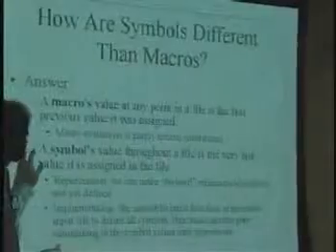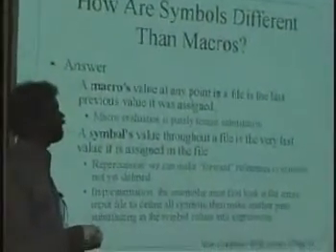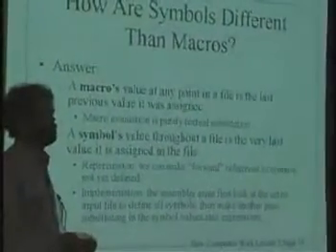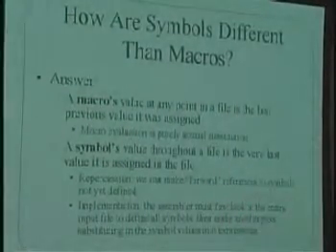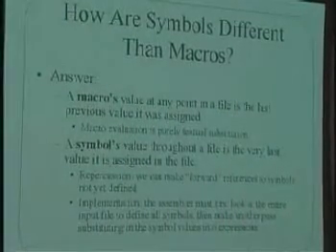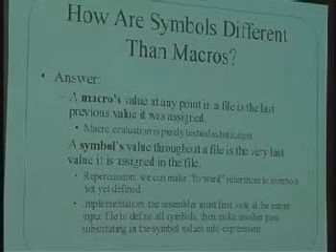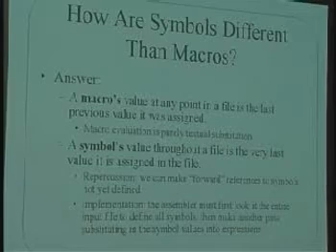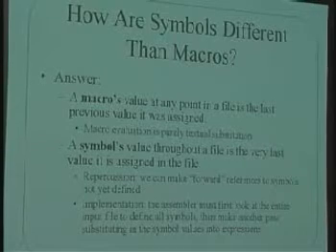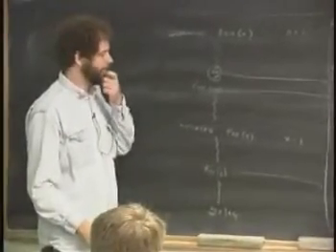Big difference here. A symbol's value throughout a file is the very last value it was assigned in the file. And that's kind of strange. What it actually means, and this will kind of blow your mind here, is that I didn't have to put this up here. I could actually refer to y over here and put down y equals 3 plus 4 all the way down here. Okay, and that's different than a macro.